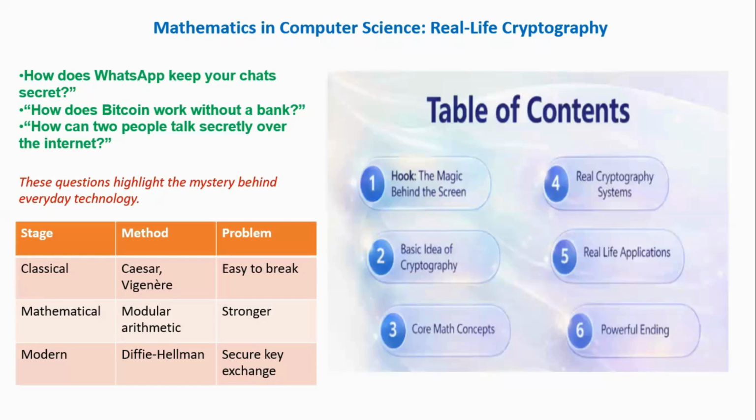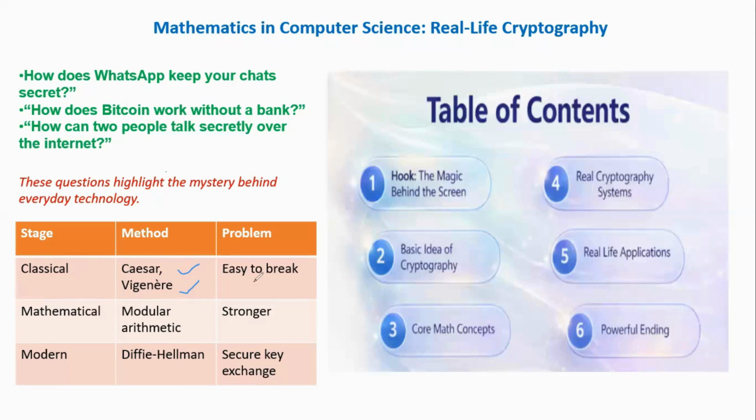The table which I have provided here is mainly telling about the methods, from classical to modern, that people are using, divided into different stages. The method we are using at this time is the classical Vigenère method, and for the mathematics, we are using the modular arithmetic method.